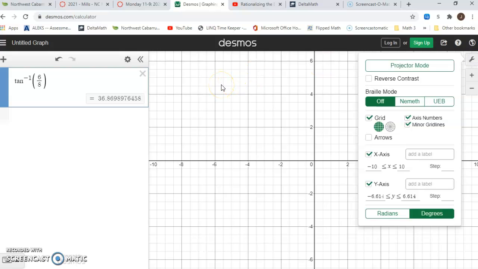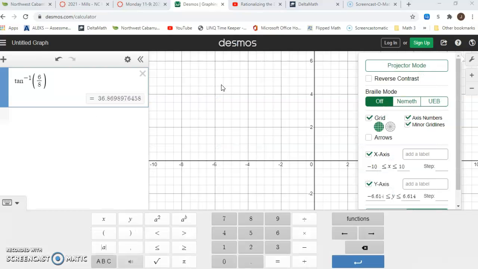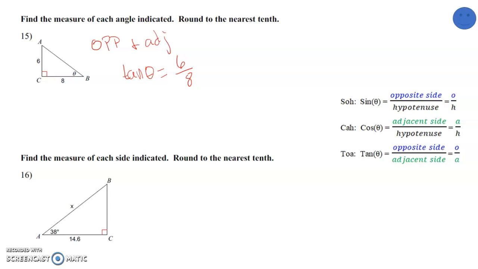All right, so 36.86, I'll just say 37. Okay. Oh, let me get back over there. So 37 degrees. Nope. Remember, if you're looking for the angle, you're having to do the -1.